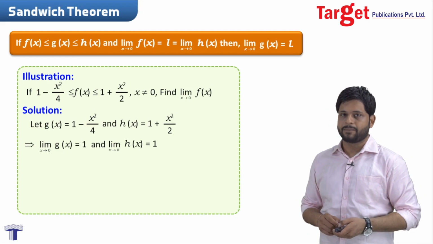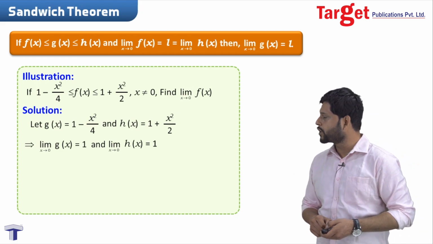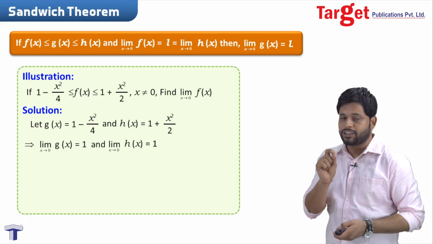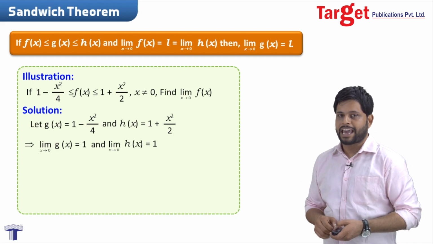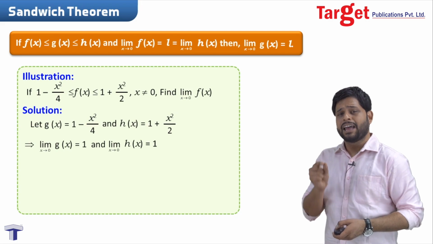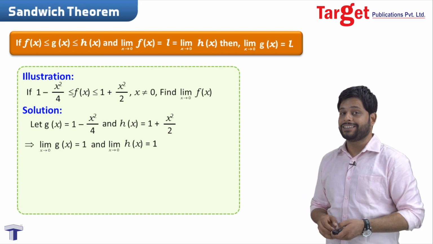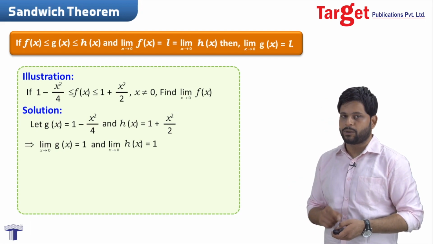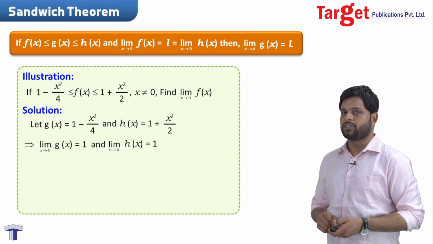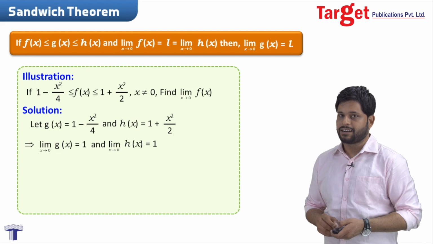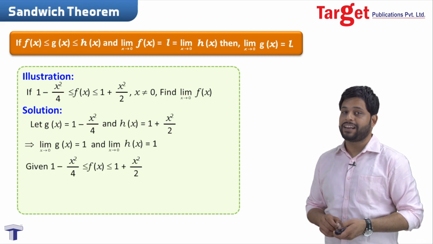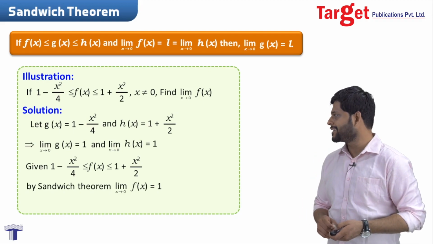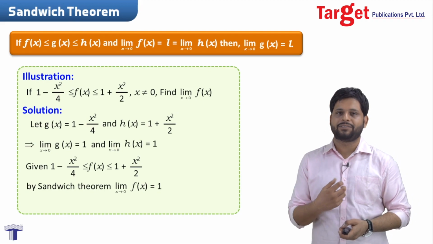Now if you read the given theorem, what happens? If g of x and h of x have the same answer, then f of x will also have the same answer. In this case, g of x equals 1 at the limit x approaching 0, and h of x also has the same answer. That means the function f of x will also have the answer 1 at the same limit, x approaching 0. This is your sandwich theorem.